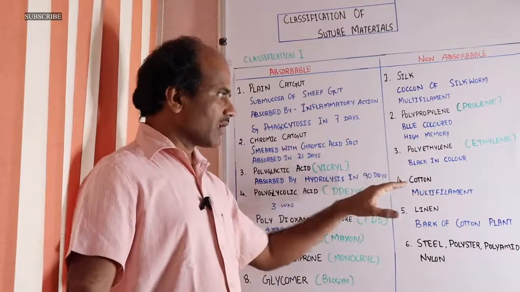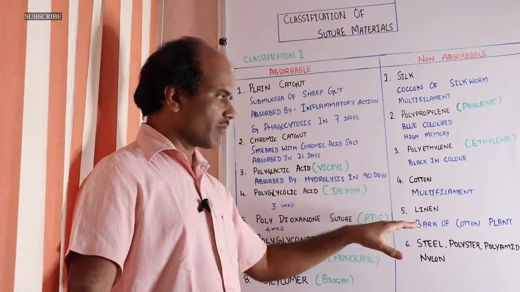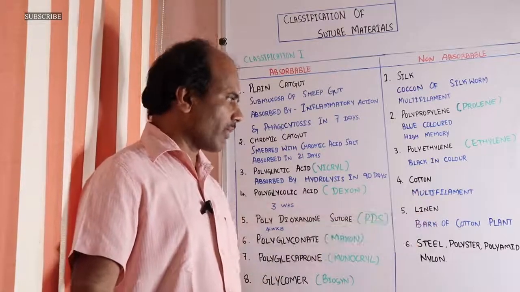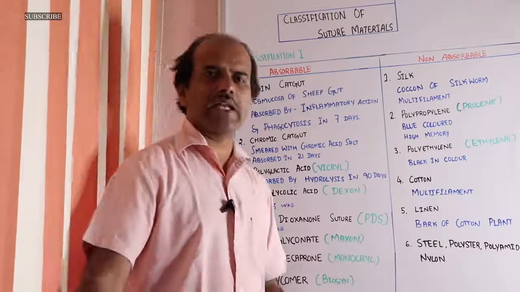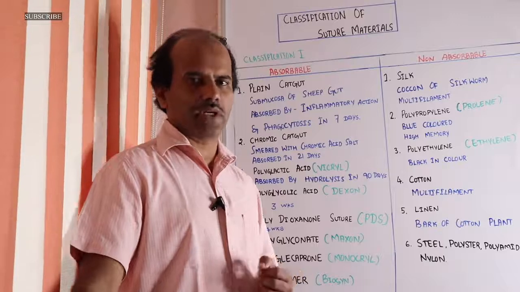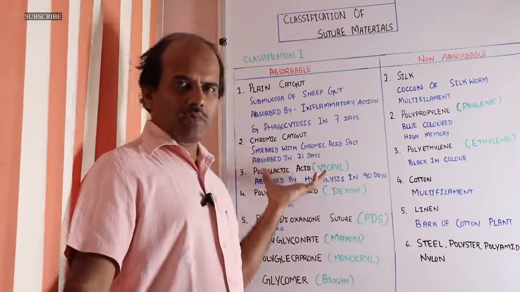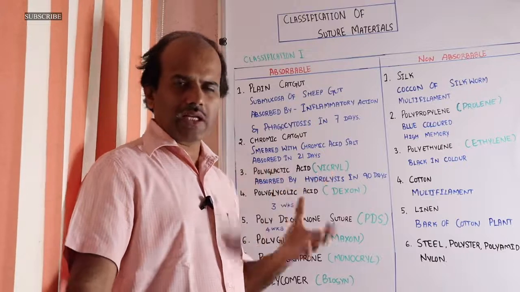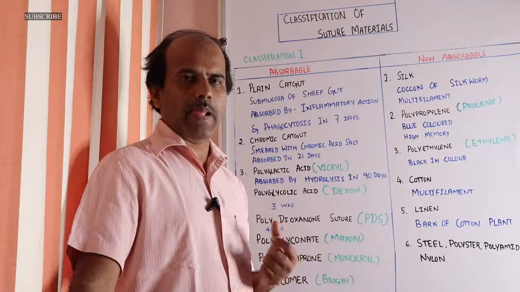Polythene is black in color. Cotton is a multifilament. Linen is prepared from the bark of the flax plant. Steel, polyester, polyamide and nylons are other examples of non-absorbable suture material. This is one classification, absorbable and non-absorbable. Another classification is monofilament and polyfilament or multifilament.